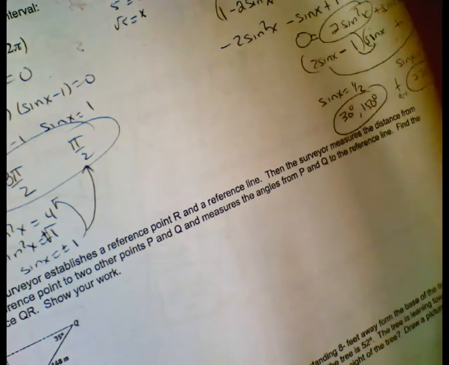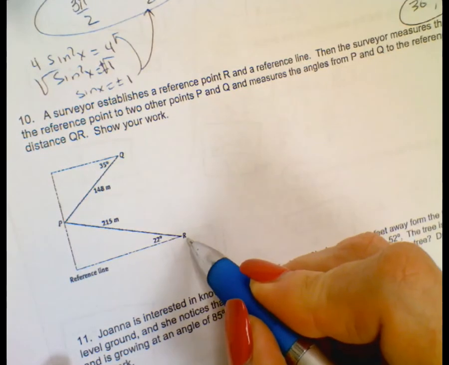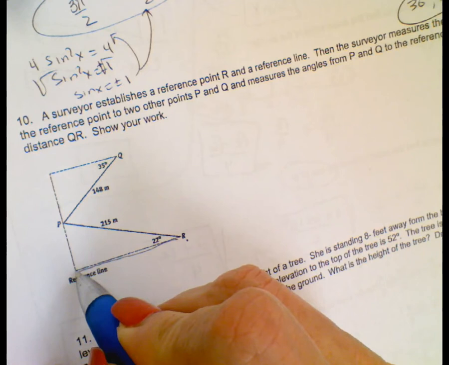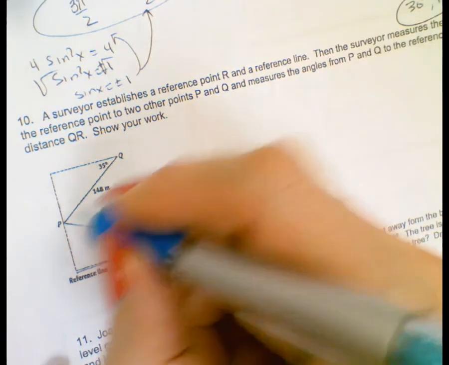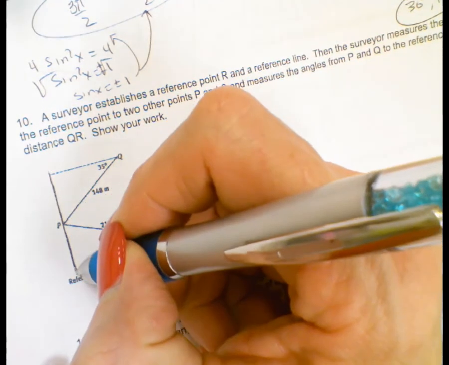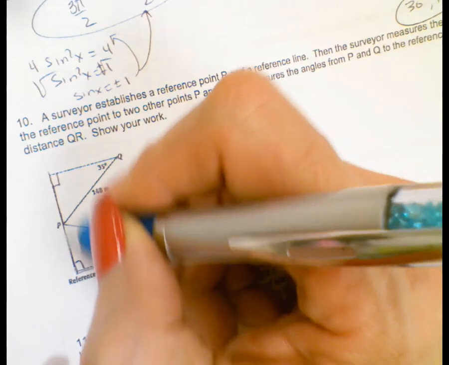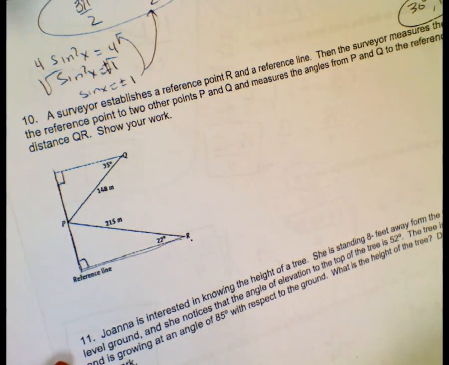The surveyor establishes a reference point R right here and a reference line. Then the surveyor measures the distance from the reference point to two other points P and Q. We're going to assume that this is a straight line and that this is perpendicular. I know they should probably tell you that, but we're going to assume that this reference line runs up against a perpendicular line for the surveying.